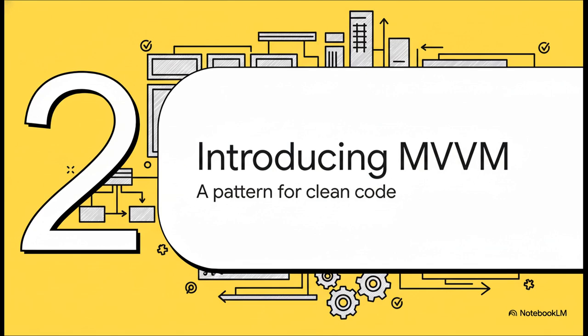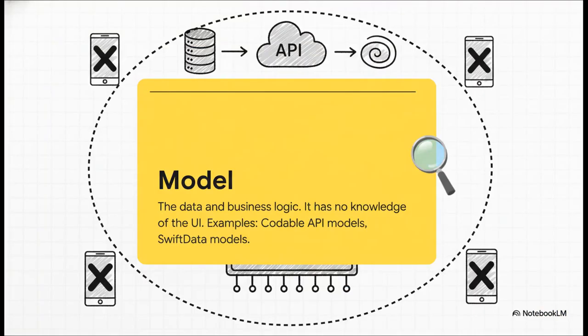Introducing the MVVM pattern. This is a professional-grade pattern for writing really clean, organized code. So MVVM stands for Model View ViewModel. It's all about splitting your code into 3 jobs. Let's start with the first piece, the model. Think of the model as just the raw data, the pure information. It has zero idea what the UI looks like. So if you have an API that gives you user data, the Codable struct you create, that's your model. It's simple, it's dumb, and it only cares about one thing, holding data.